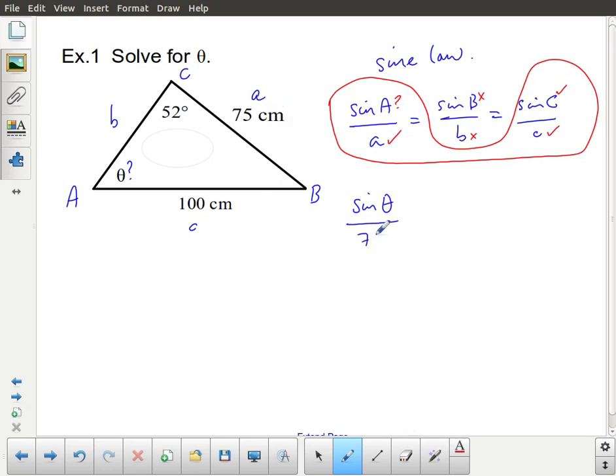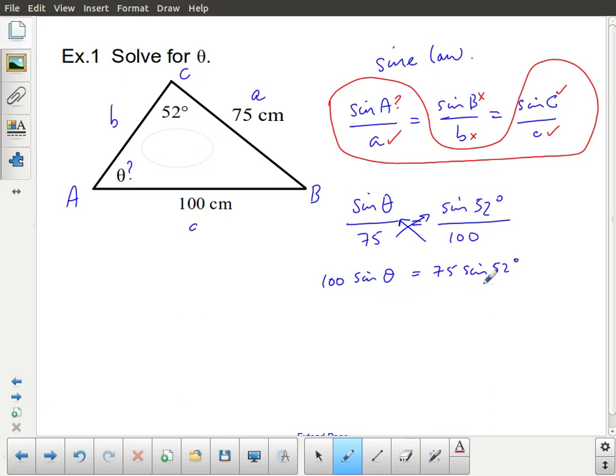Side A is 75 centimeters, which matches units with side C, so that's fine. Then I do the sine of angle C, which is 52 degrees, divided by the side C, which is 100. If you're good at your algebra and cross multiplying, you could probably go straight to your answer here, but I'm going to do it in 2 steps. So I am going to use cross multiplication, and so I end up with 100 sine theta is equal to 75 sine 52 degrees.